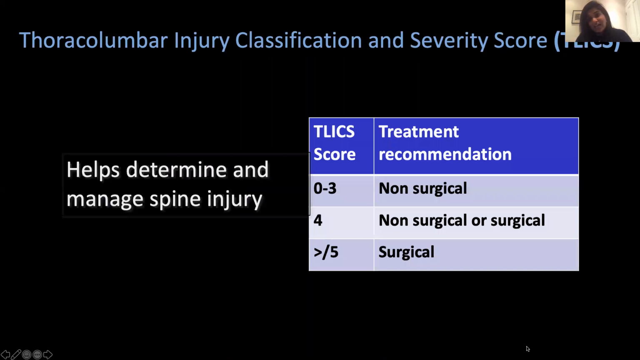And then if they have more than 5, then that is tipping the balance into surgical management, whereas a 4 is a bit more of a grey area, and that's where it can be important to look for discal integrity, for example, to see if that tips the balance, or if there are other features, for example, like kyphosis, that can decide on whether you're going to operatively manage those patients.